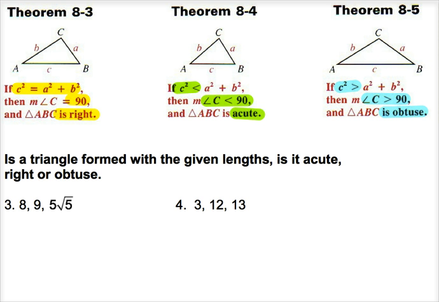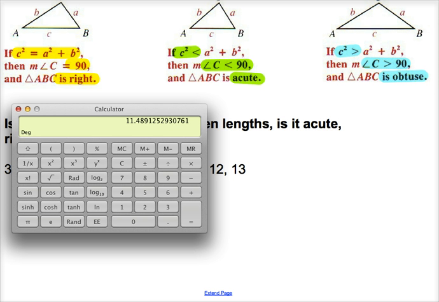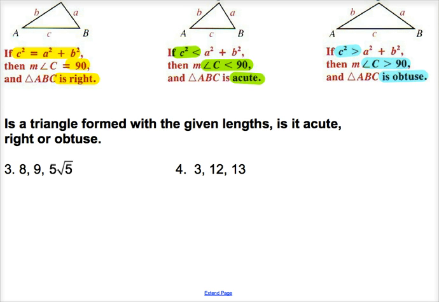Is a triangle formed with the given lengths? Is it acute, right, or obtuse? So checking to see if this even works. Let's see. Largest value out of here, let's check how large 5 times the square root of 5 is, to see if that's going to be our biggest value. So I have the square root of 5 times 5 is 11.1, so that is going to be my largest value. So I'm thinking here's going to be my C value.